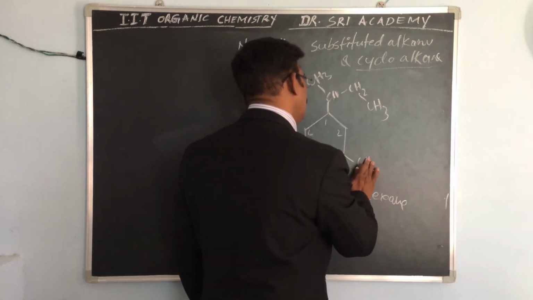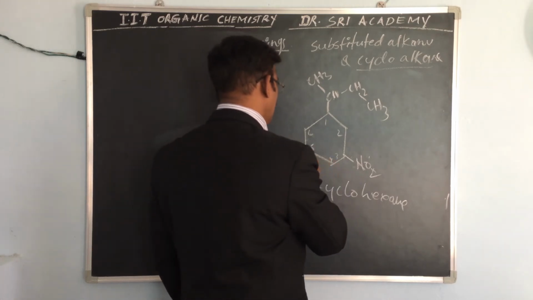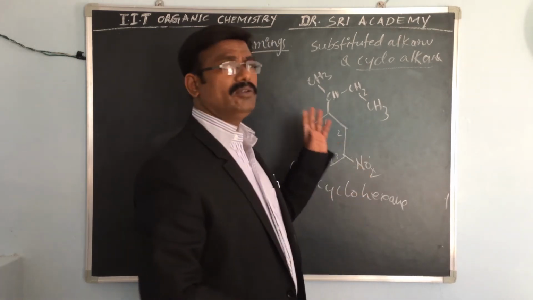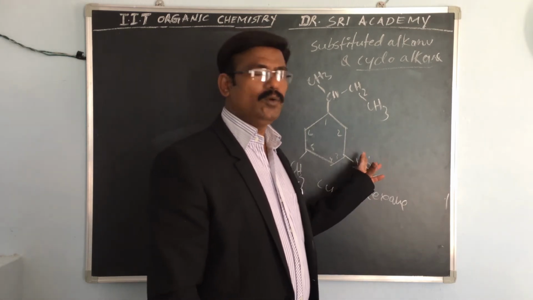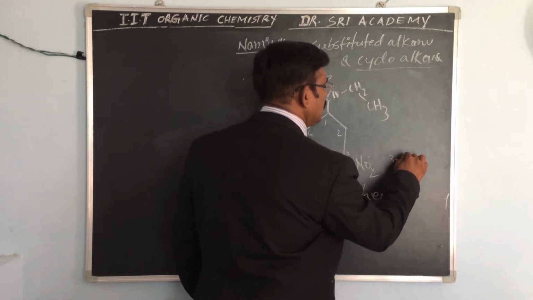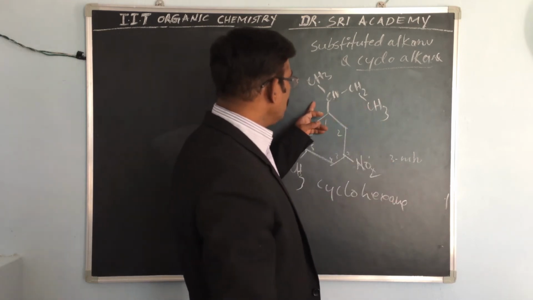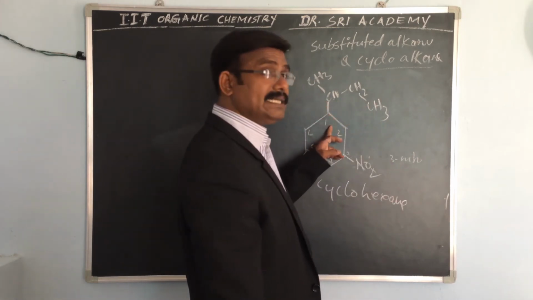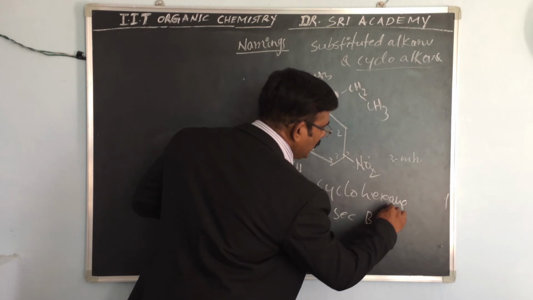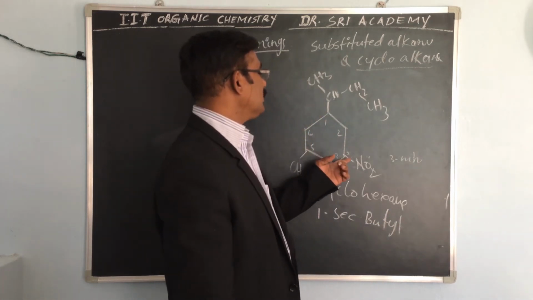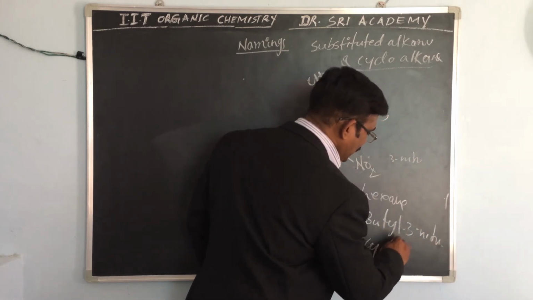And for example, one more substituent is there, a nitro, or you can take a methyl, or anything; here we just take nitro. For example, 3 nitro. This is the 3 position. So give the name: 1 secondary butyl, 3 nitro, cyclohexane.